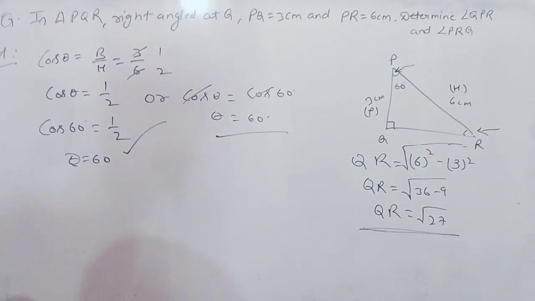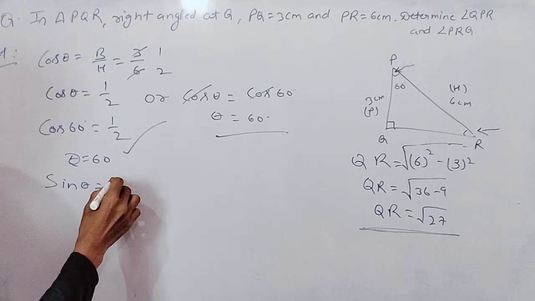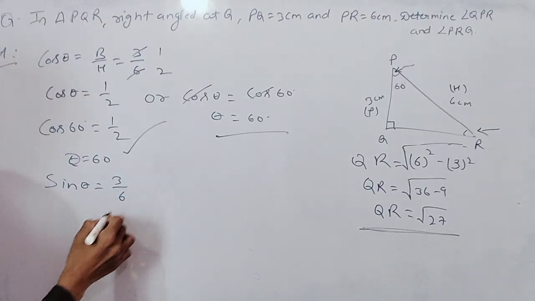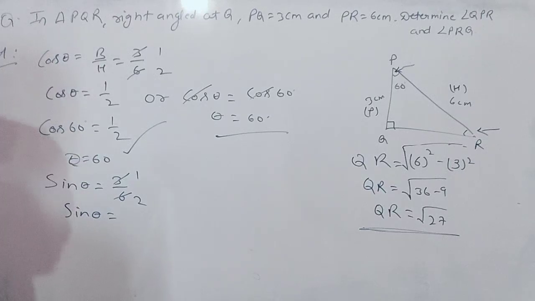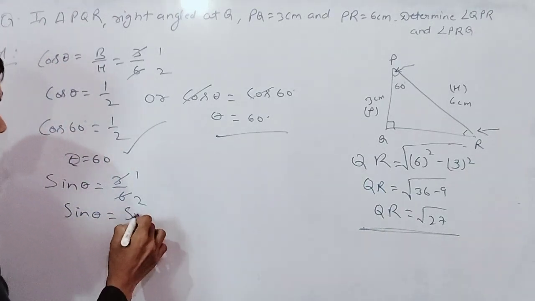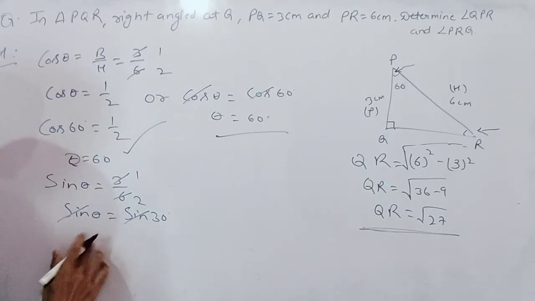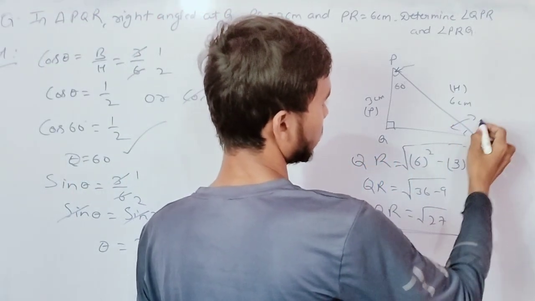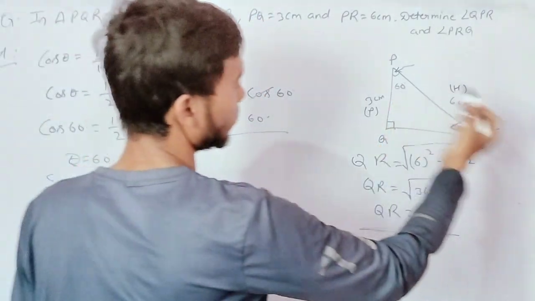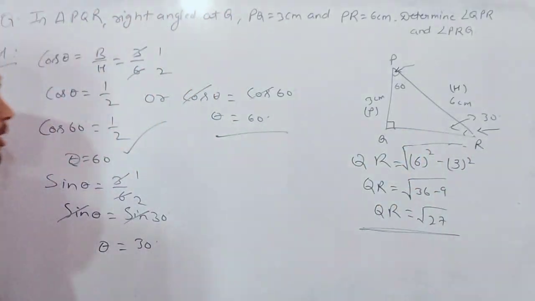What about this? If we take this, then this will be perpendicular and this will be hypotenuse. So then we will take sin theta, 3 upon 6, again 1 upon 2. Sin theta 1 upon 2 is the ratio of sin 30. So sin will cancel, and theta will come as 30. Clear? Even you can check: 60, 30, 90. The sum of interior angles of a triangle is 180.